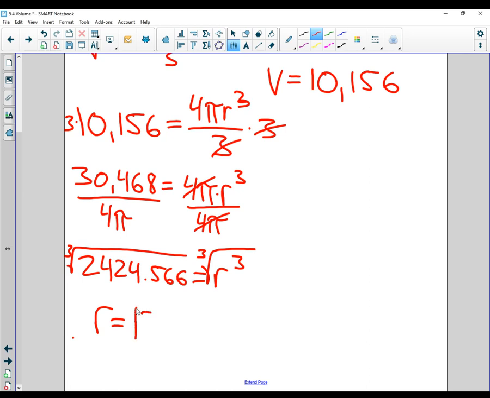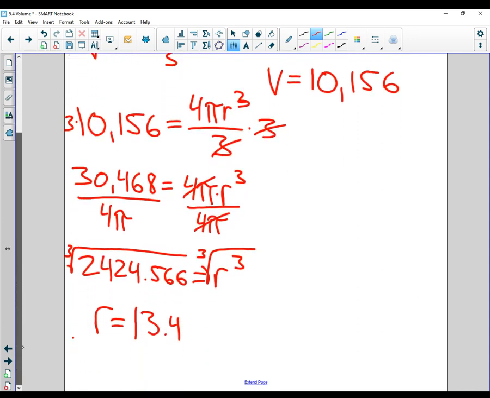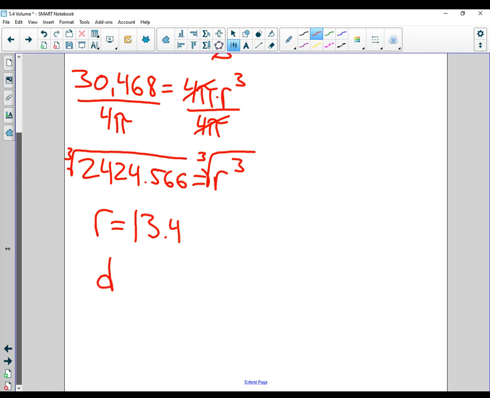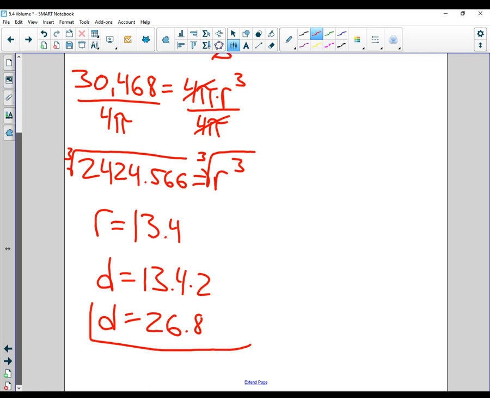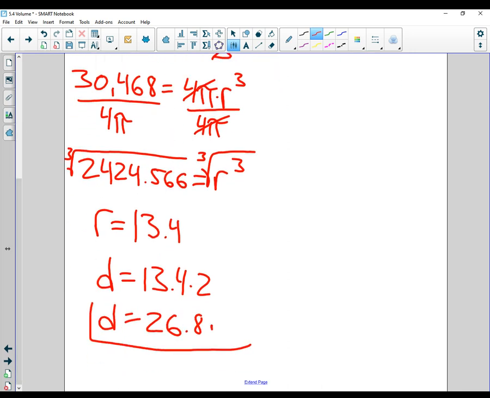13.4 if I'm rounding. Oh, and then being extra careful, it didn't ask for the radius, it asked for the diameter. So I need to double this, right, to get the diameter. So I should get 26.8. And then we were in, what, meters? Yeah. And then this is just in meters because it just wants the diameter, not the volume. So there we go.